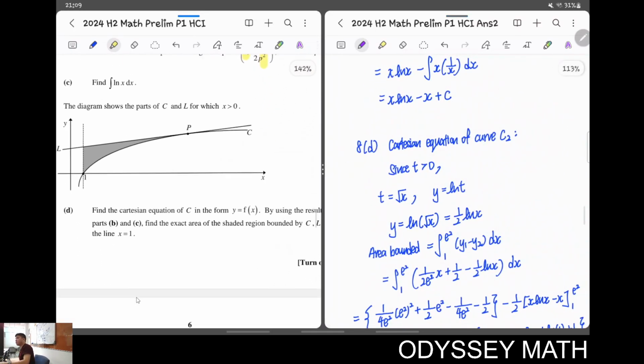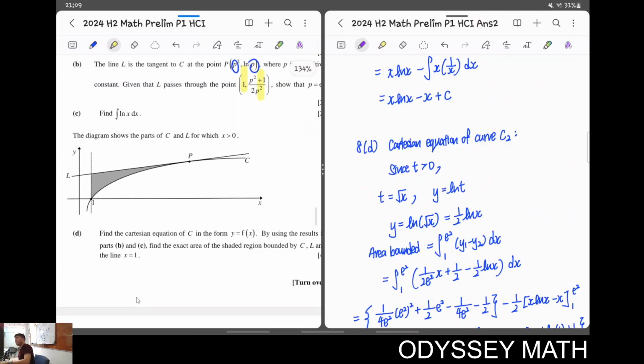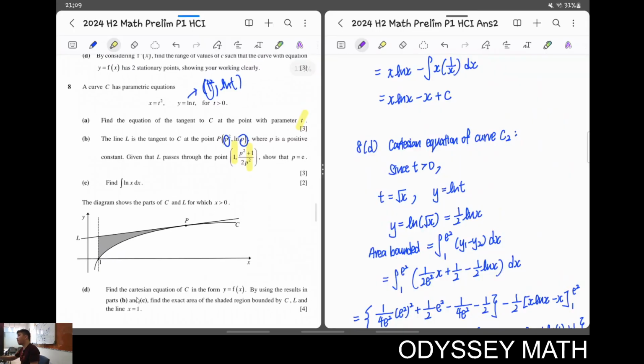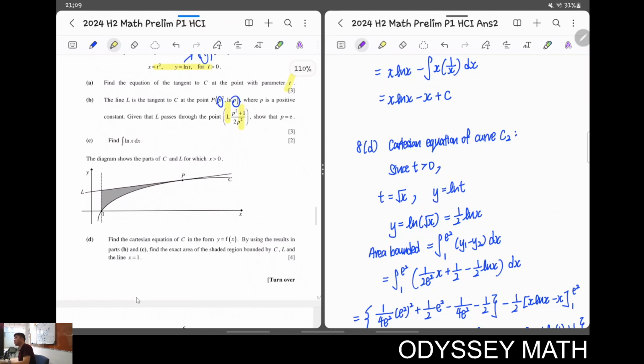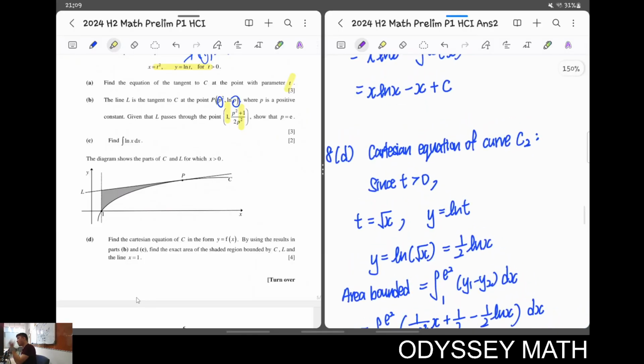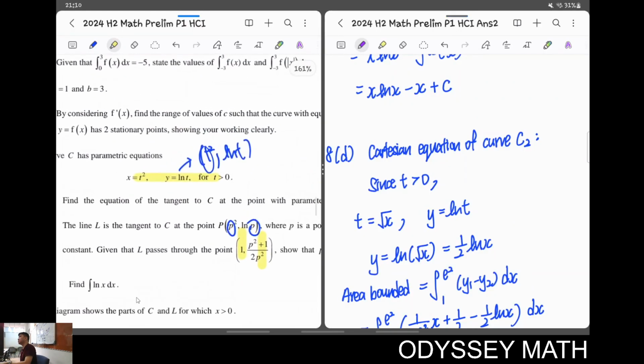Fast and furious. Now, the reason why they have part C is that now they show you everything. They have the parametric curve C drawn for you over here. Very nice of them. And then they have the equation of the tangent, the line L at point P. They want you to find the area of the shaded region bounded by the curve C, the line L, the tangent, and the vertical line x equals 1. So first, we need to find the Cartesian equation of the curve C. This is the parametric equation.